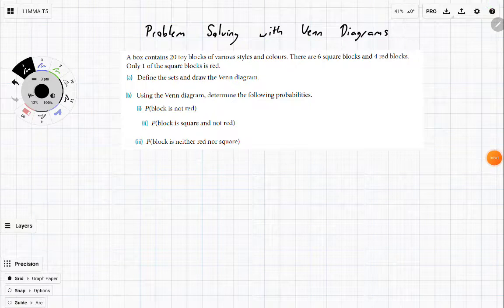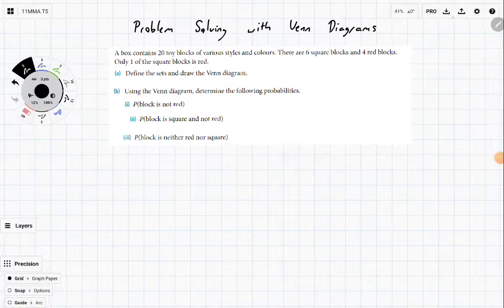So today we're going to be looking at some problem solving using Venn diagrams. A box contains 20 toy blocks of various styles and colors. There are 6 square blocks and 4 red blocks. Only one of the square blocks is red. Define the sets and draw the Venn diagram.